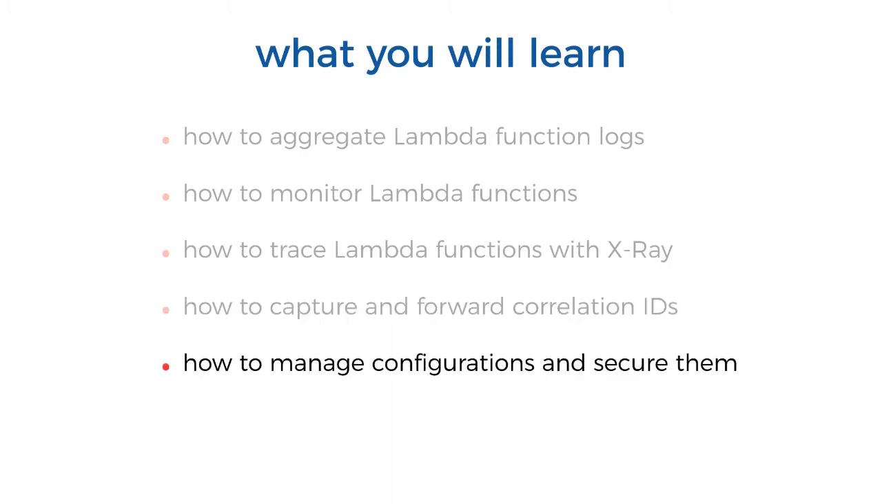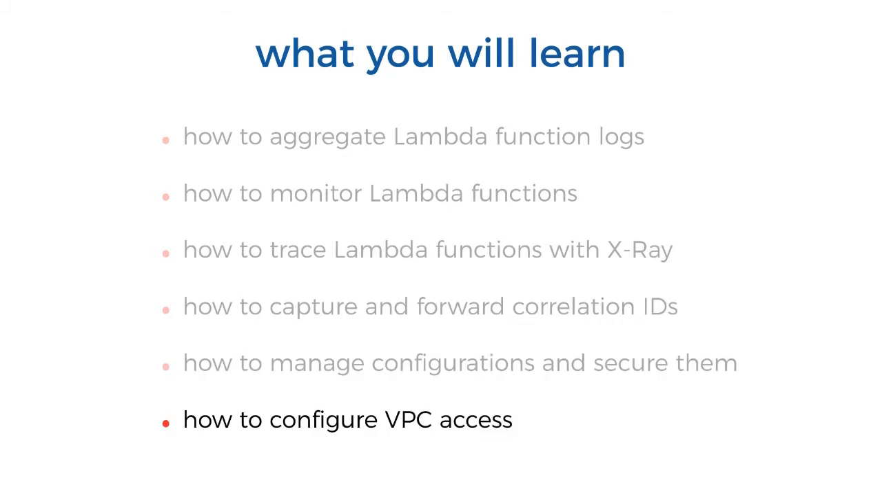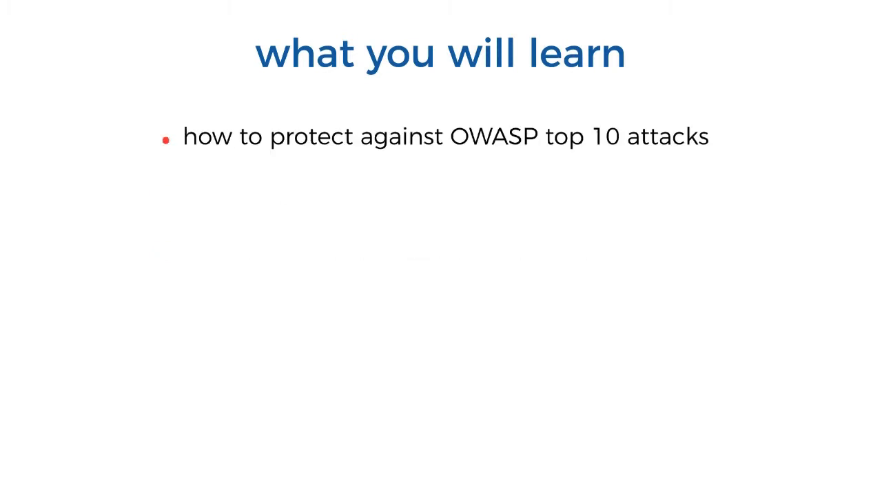You'll learn how to manage configuration in a way that can scale with your architecture and how to keep sensitive data such as API keys and credentials secure. You'll learn how to give your Lambda functions access to VPCs, when you should do it, and more importantly, why you shouldn't. I'll show you how to secure your application against common OWASP top 10 attacks and some leading practices for Lambda, API Gateway, and Kinesis.